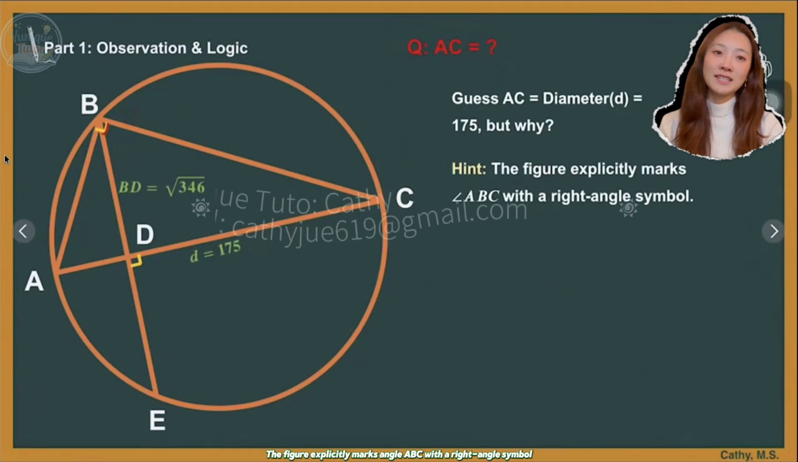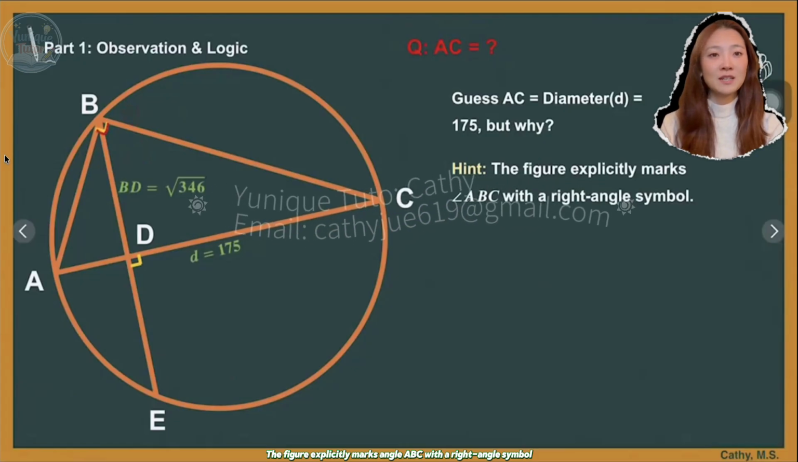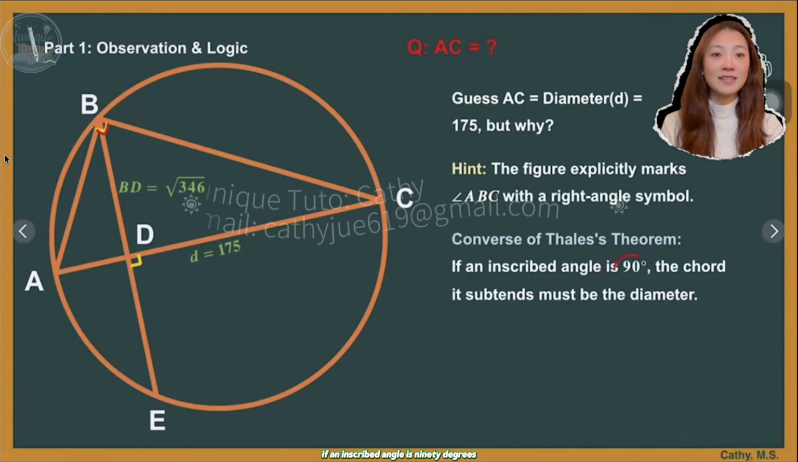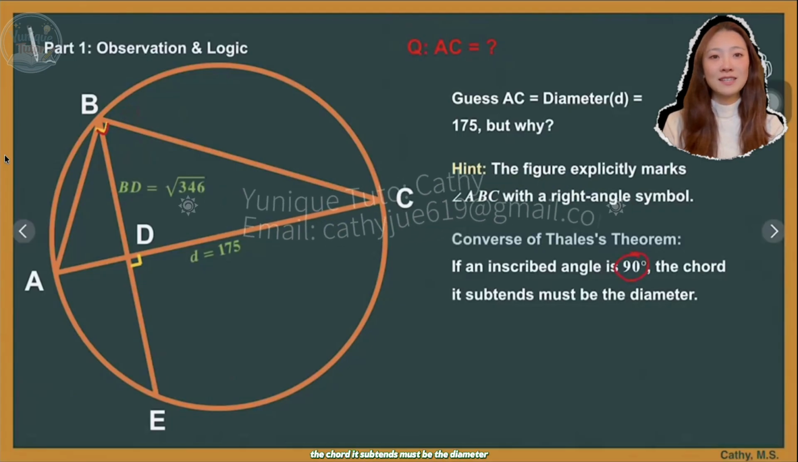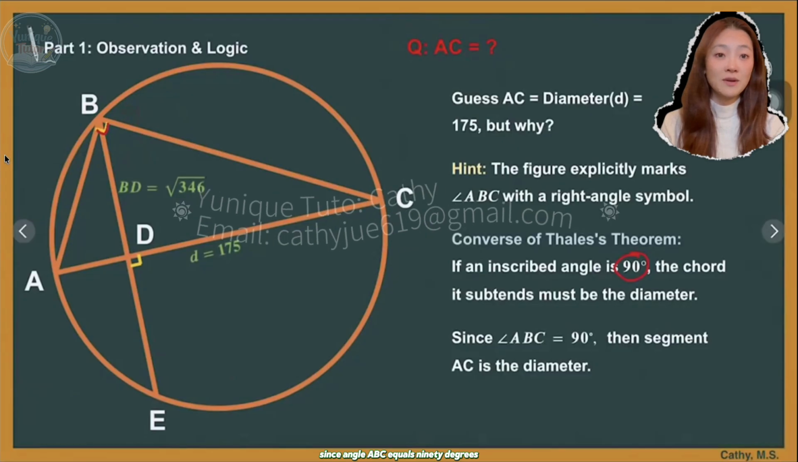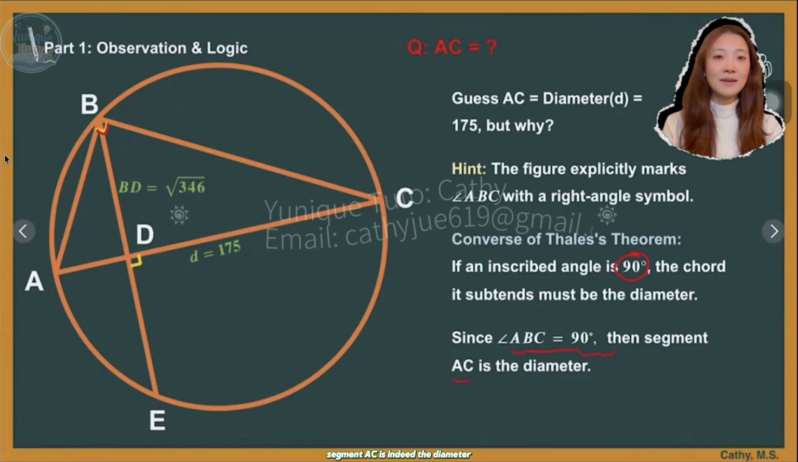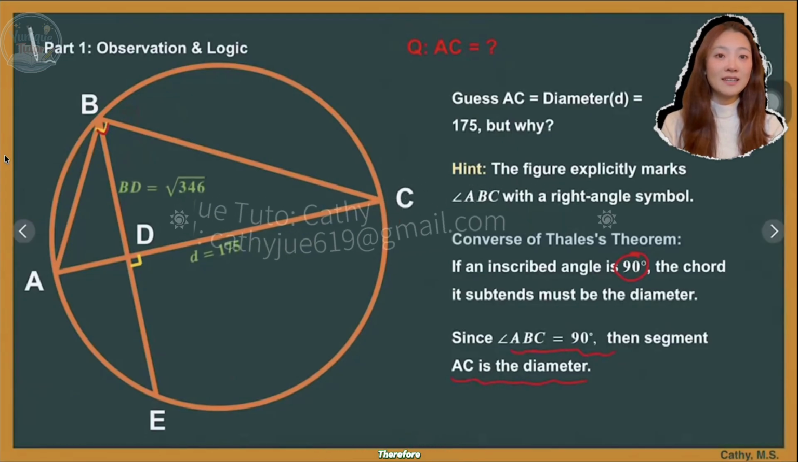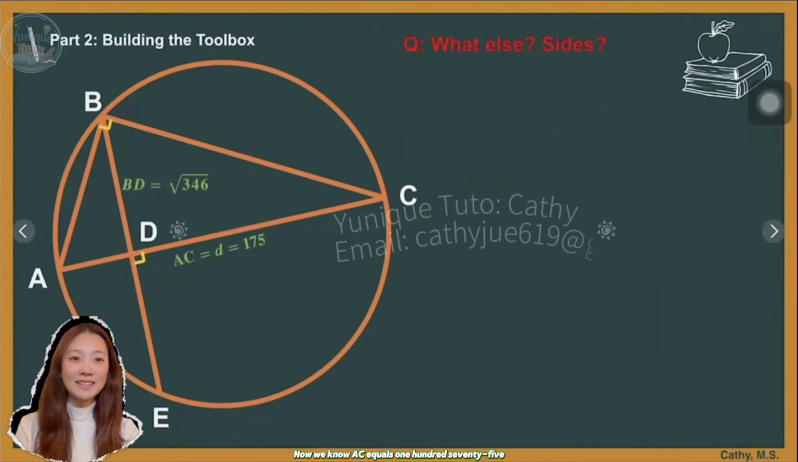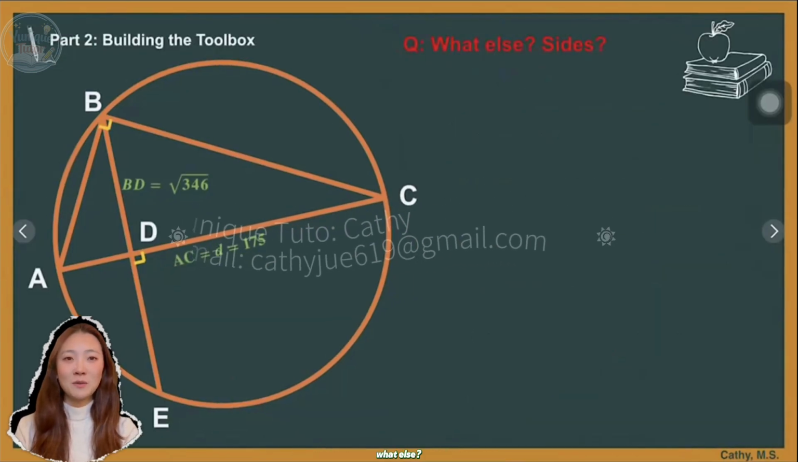The figure explicitly marks angle ABC with a right angle symbol. Based on the converse of Thales' theorem, if an inscribed angle is 90 degrees, the chord it subtends must be the diameter. So, since angle ABC equals 90 degrees, segment AC is indeed the diameter. Therefore AC equals 175. Now we know AC equals 175, what else?